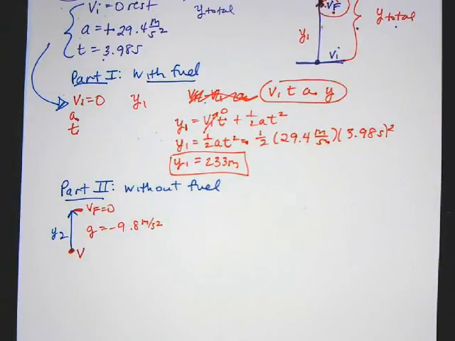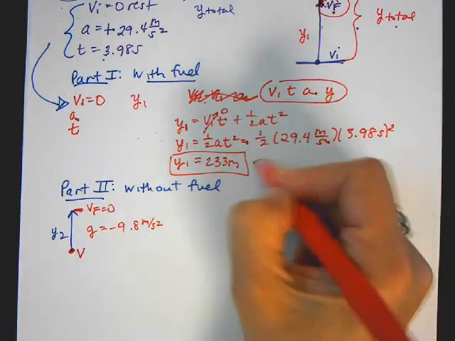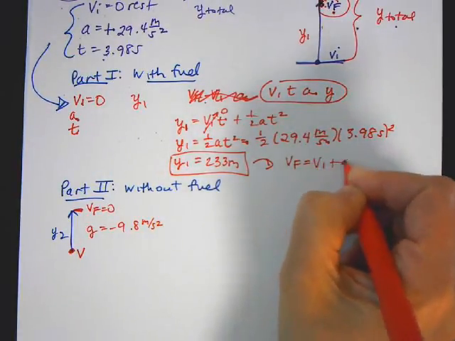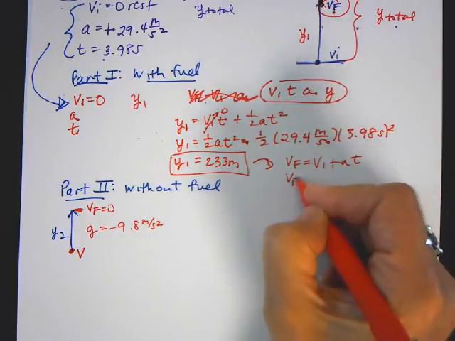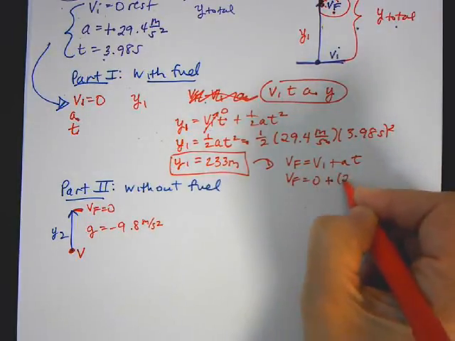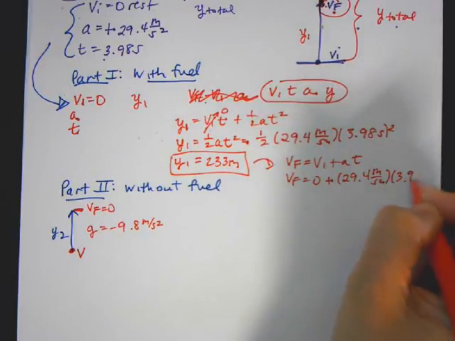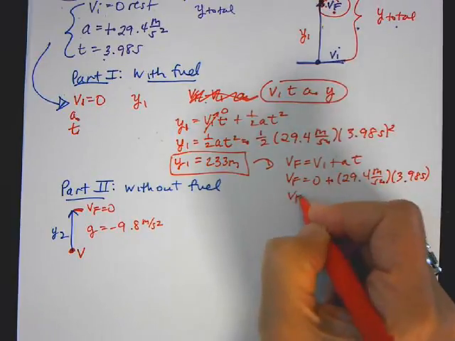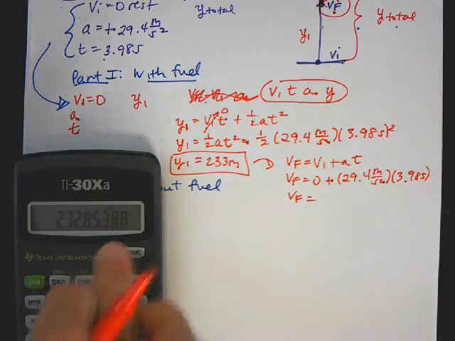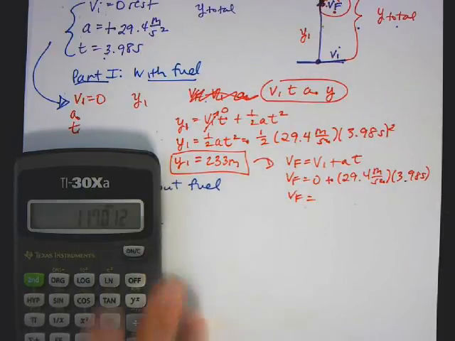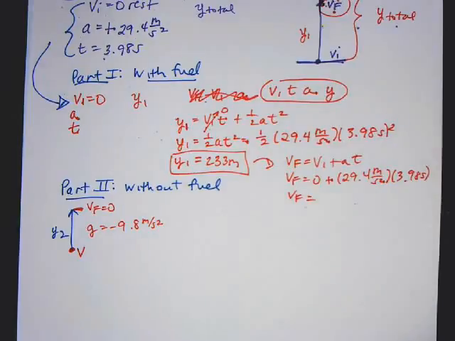So for this part, for the VF, I can use VF is VI plus AT. So VF is equal to 0 plus 29.4 meters per second squared times 3.98 seconds. So VF comes out to be 3.98 times 29.4, which is 117 meters per second.